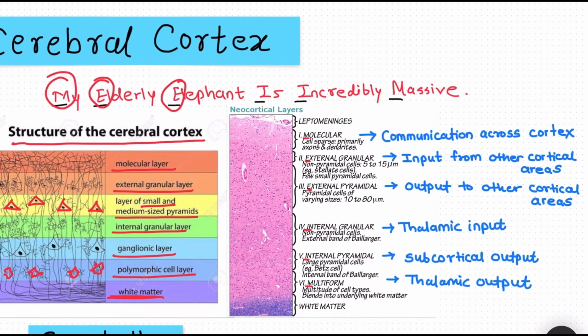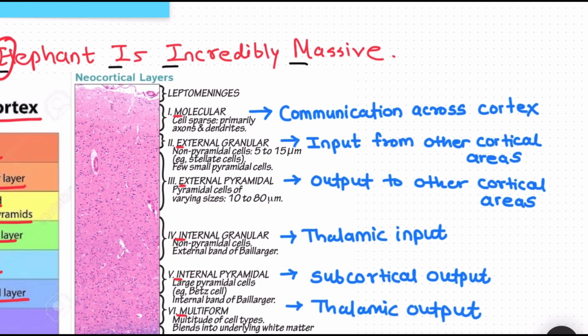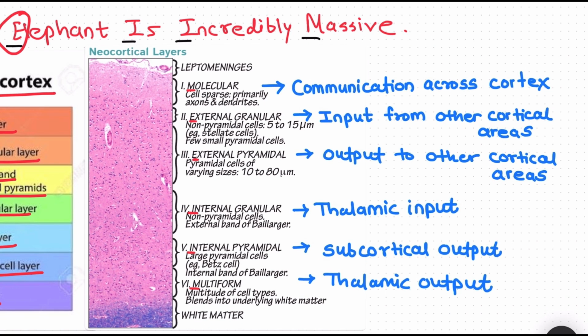Now look at this histology diagram. These are leptomeninges, which is the covering of the cerebral cortex. After that there are layers of cerebral cortex. The first layer is molecular layer. Cell sparse means there are very few cells. Primarily axons and dendrites of neurons are present in this molecular layer. Its function is communication across cortex.